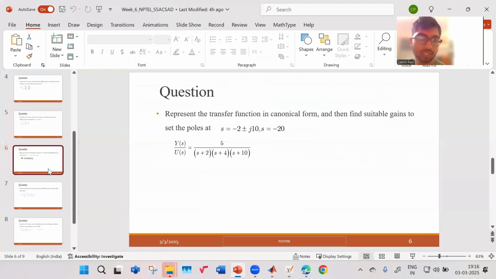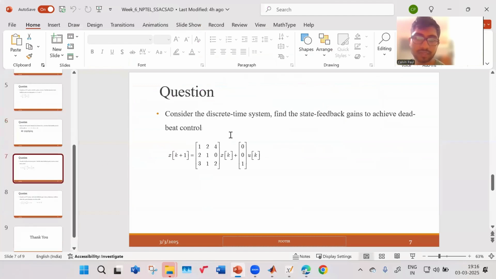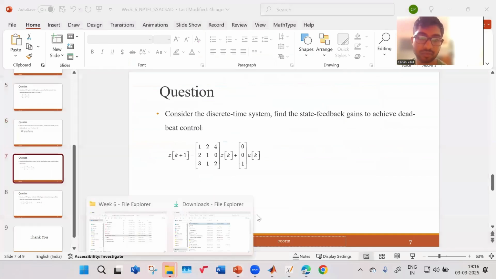So now let us go to the next question, and this is a difficult question. It is saying consider the discrete time system. You have to find the state feedback gains to achieve deadbeat control.